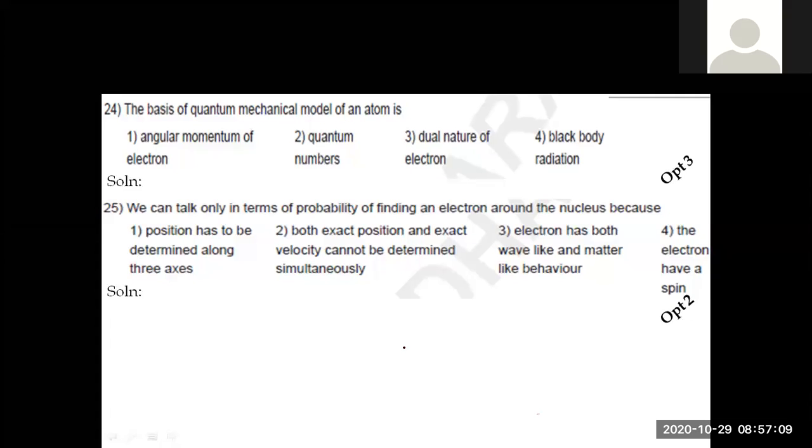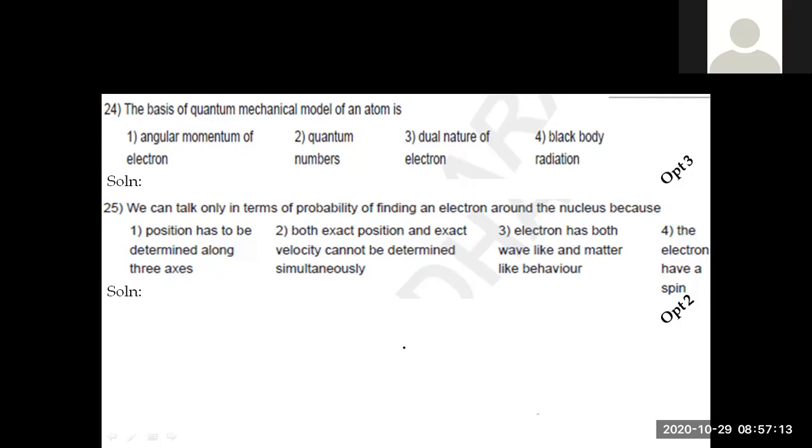Sir, option 3 could also be the answer, because it holds good. It is just a wave, but not an uncertain thing. Okay, yes, probability comes out of uncertainty. Yes.